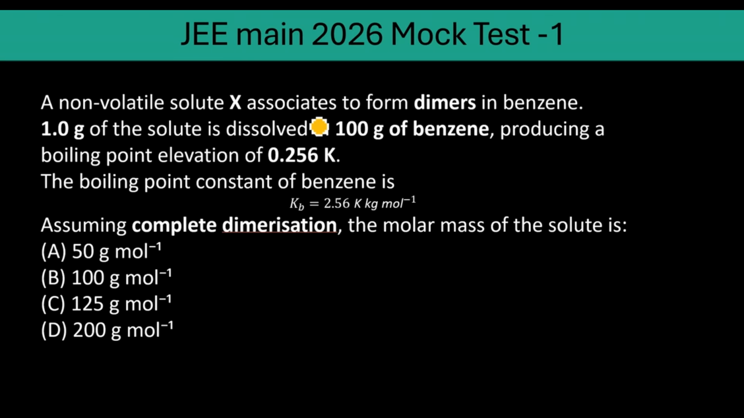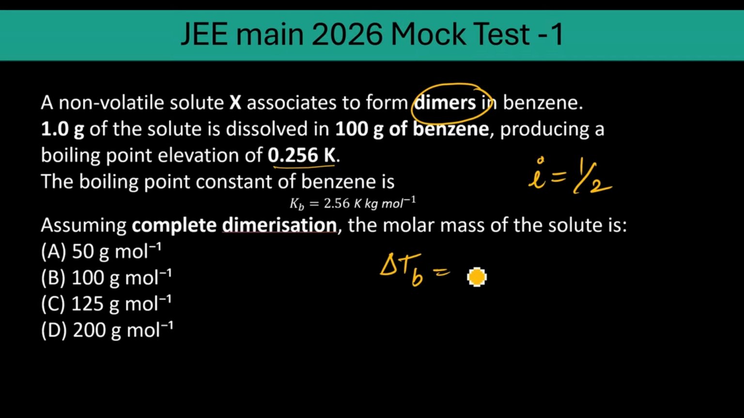A non-volatile solute X associates to form a dimer in benzene. 1.0 gram of solute is dissolved in 100 grams of benzene, producing a boiling point elevation of 0.256 Kelvin. The boiling point constant of benzene is given. Assuming complete dimerization, the molar mass of the solute is. So complete dimerization they mentioned. So it is forming a dimer. So i is equal to 1/2, right?